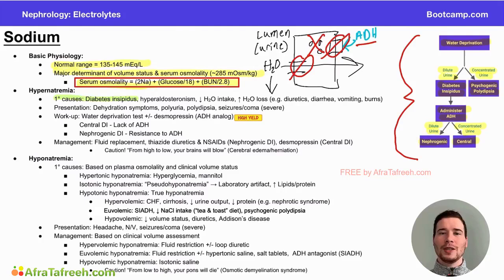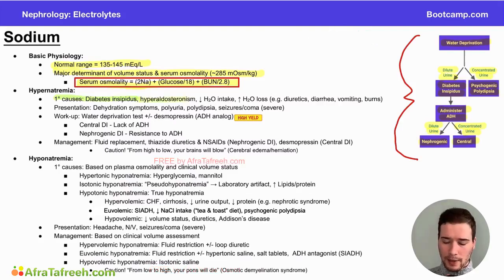So it's really important to understand these two tests. First is water deprivation, and the second is to give them an ADH analog like desmopressin. Between these two tests, we can determine, does this patient actually have diabetes insipidus, and if so, what type do they have? The next primary cause is hyperaldosteronism.